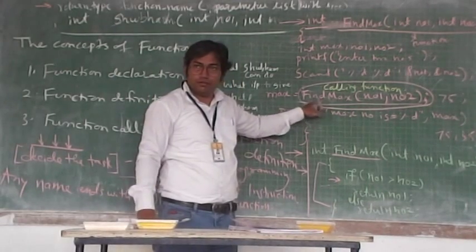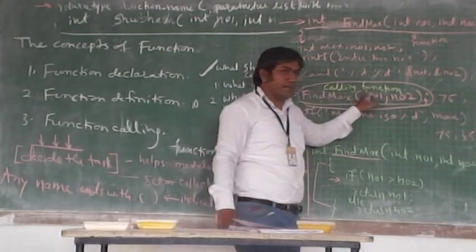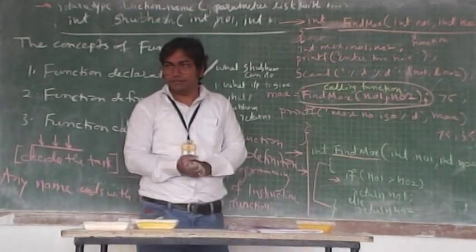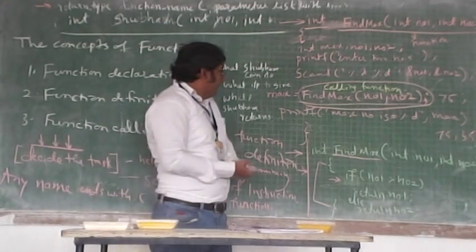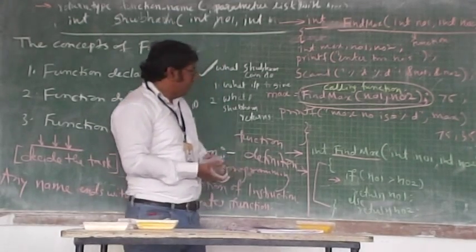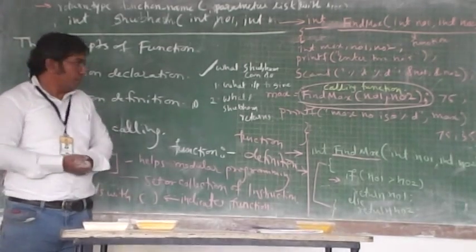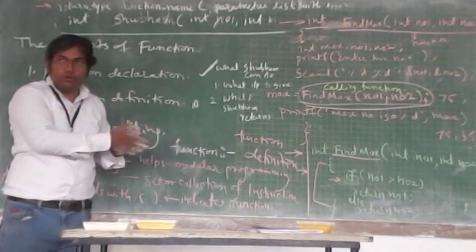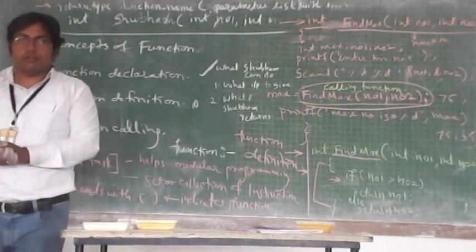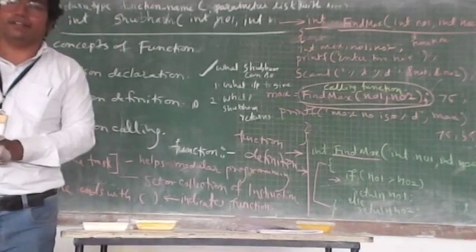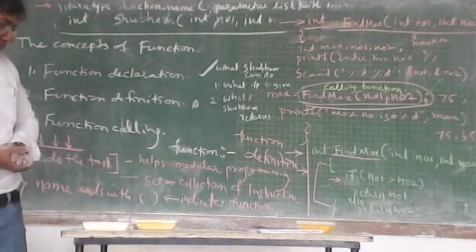How do we call? In the function, open bracket, the values. Getting it? So this is it. There are two more sub concepts we need to see. In this we have to explain two terms, that is formal parameter and actual parameter. That we will discuss tomorrow.